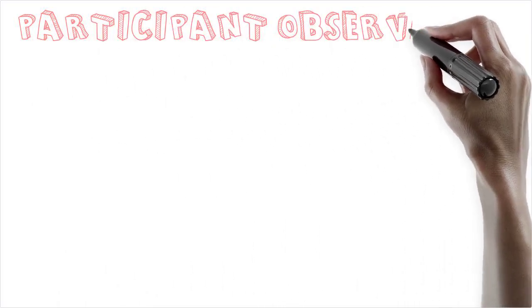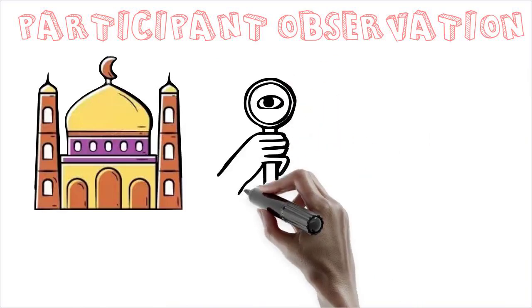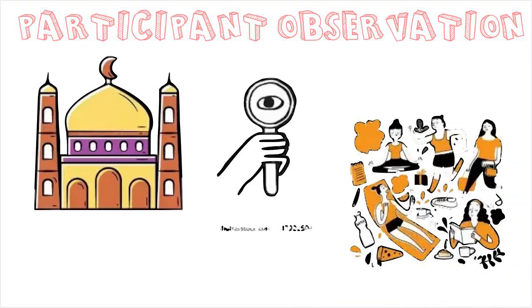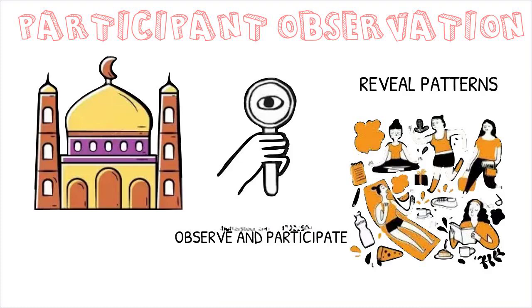This method takes the researcher into real-life settings. It could be a school, a workplace, a mosque, or a neighborhood. The researcher observes, and sometimes even participates. By spending time with people, they begin to see patterns, routines, and hidden social dynamics, all while taking notes. It's one of the best ways to understand a community from the inside, but it can be exhausting to be immersed.